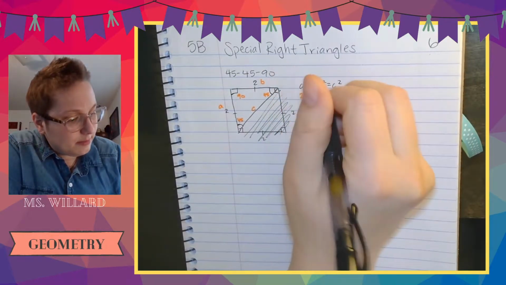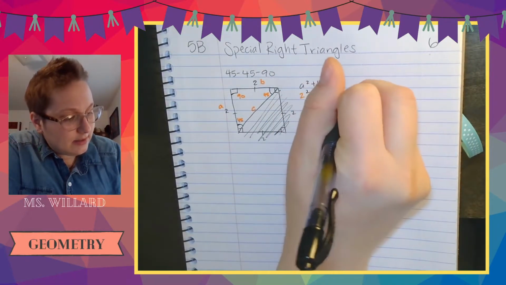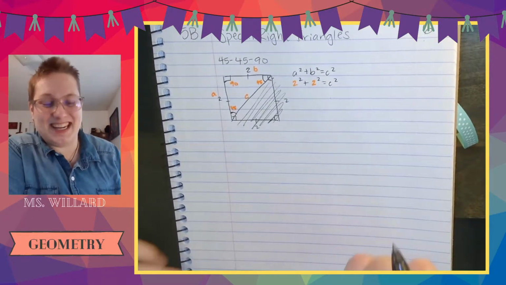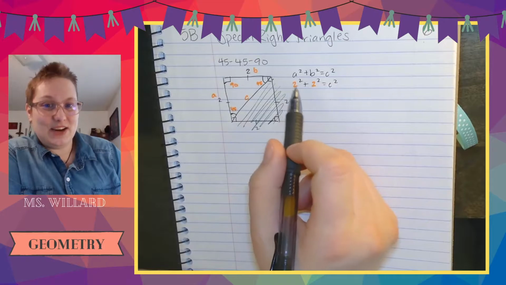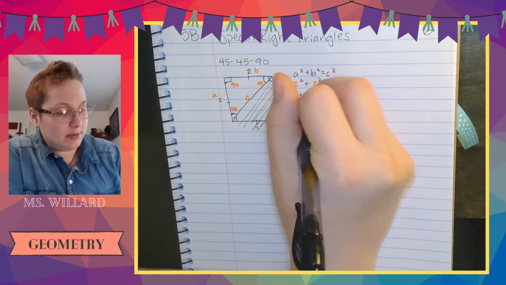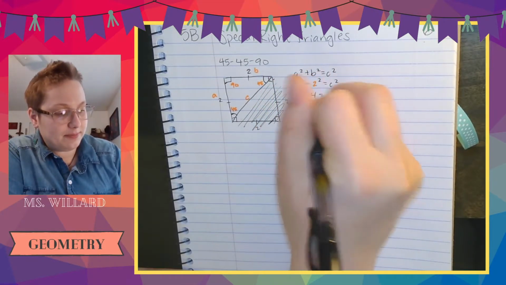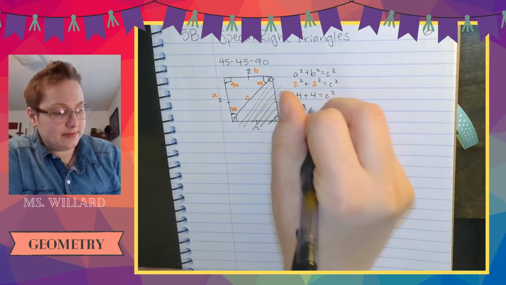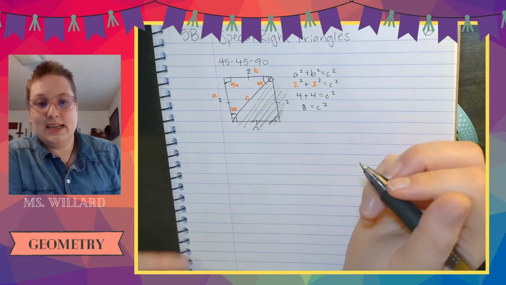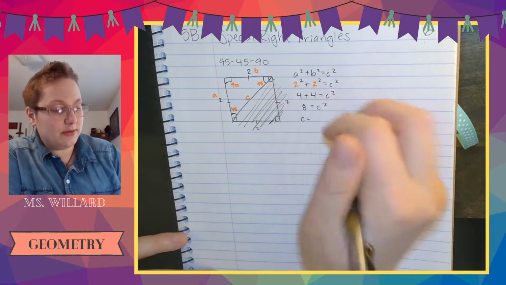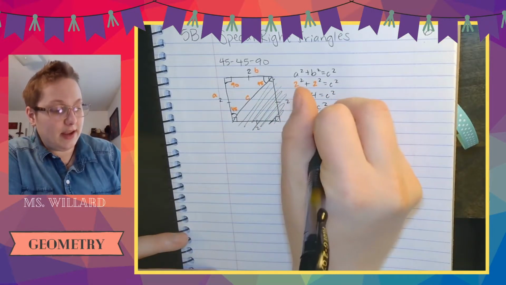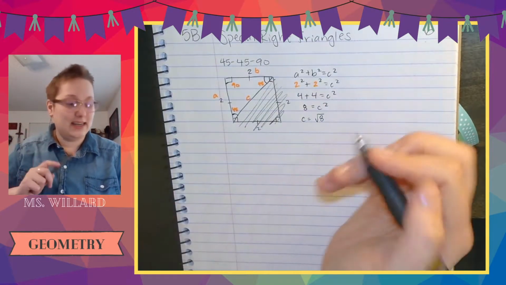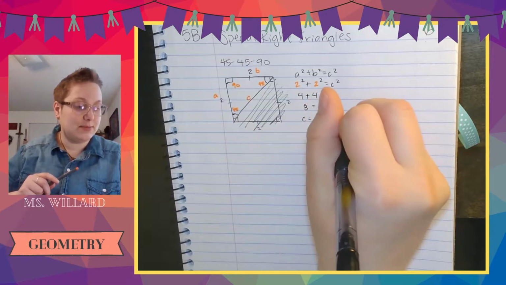A squared, B squared. Okay, you're still with me, I'm hoping. If not, just leave. I'm just kidding. If not, restart. Okay, so this is 4. So this is 4 plus 4 equals C squared. This is 2 4s. So this is 8. All right, so C is going to equal the square root of 8, which is going to be 2 times the square root of 2.